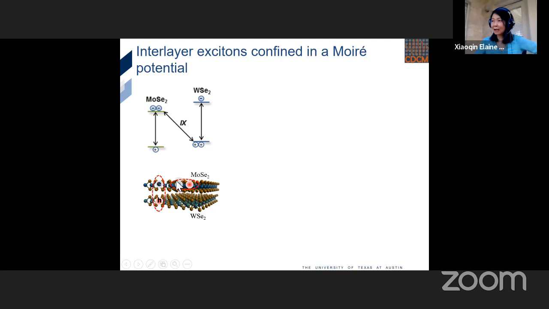As a result, I can have both these intralayer excitons where electron and hole are in the same layer, or I can have this interlayer exciton where electron and hole are in opposite layers. And these interlayer excitons, where electron and hole are in opposite layers, are more energetically favorable because of this band alignment. As you can see, if I take an electron from one layer and a hole from the other layer, I actually get to create this lower energy transition.